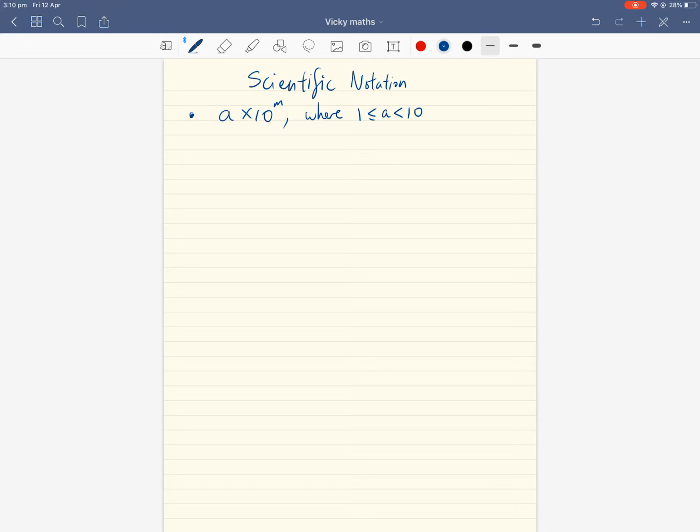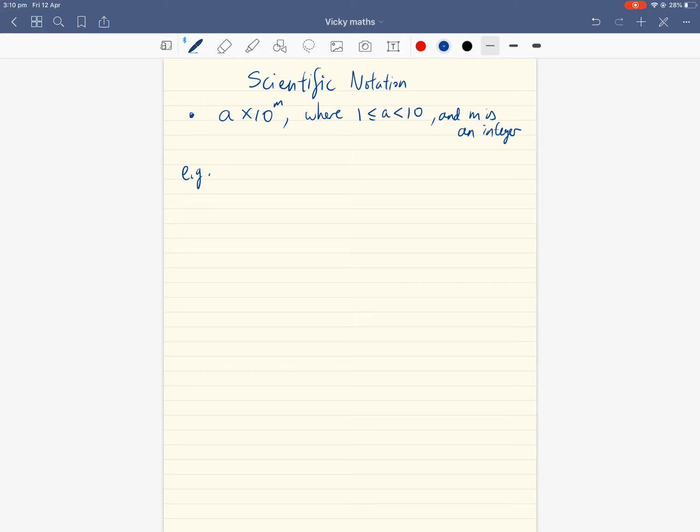So it could be 2.5. It can't be 0.3 because that's less than 1. It can't be 11 either because that's more than 10. And M is an integer, so the power of 10 has to be either a positive or a negative whole number.